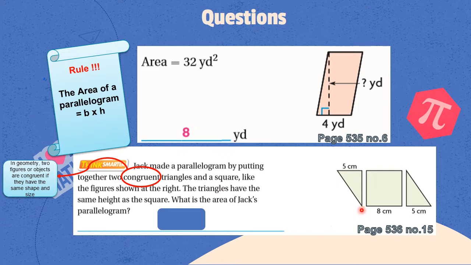I want to know the area of the parallelogram. I have this base, which is 8 plus 5, which is 13, and I have the height here, which is 8. So 13 times 8 equals 104. Don't forget to use the right kind of unit. We have centimeters squared because we're calculating the area. Okay, now let's see the next question.